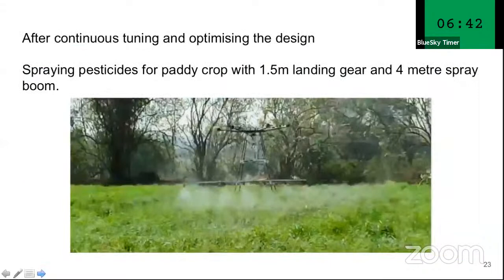So we have actually had a few different renditions of this. For example, in this particular version, we have an inclined landing gear for better stability, right? So after continuous tuning and optimizing the design, we have been spraying pesticides for paddy crop with about a 1.5 meter landing gear and a 4 meter spray boom. This is a picture of one of those sprays.